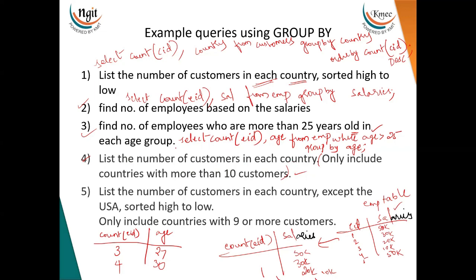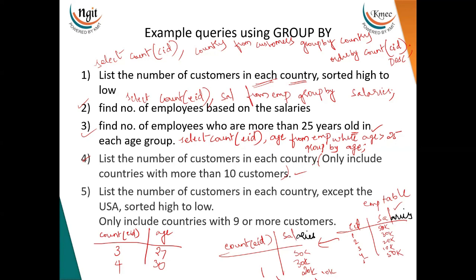Select count of customer ID, comma, country, group by this country. From which table? From customers table. So select count of customer ID, comma, country from customers, group by country. Now the query for this part is finished. So when this part is executed, what happens? From every country, how many number of customers are there, that you are going to get as output.